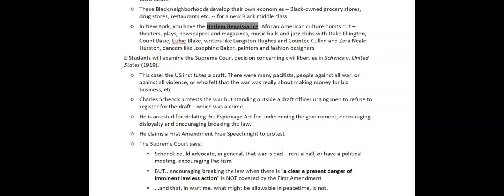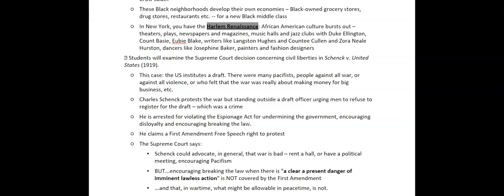Theaters open up, plays, music halls and jazz clubs. Newspapers start to be published there and magazines for the community. So Duke Ellington, Count Basie, Eubie Blake, these are some of the great jazz musicians of the day, and I'm only naming a few of any of these, right? Langston Hughes, Countee Cullen, and Zora Neale Hurston, famous writers, poets, and playwrights of the time. Josephine Baker develops a whole new style of dance. Painters and fashion designers come out of this.